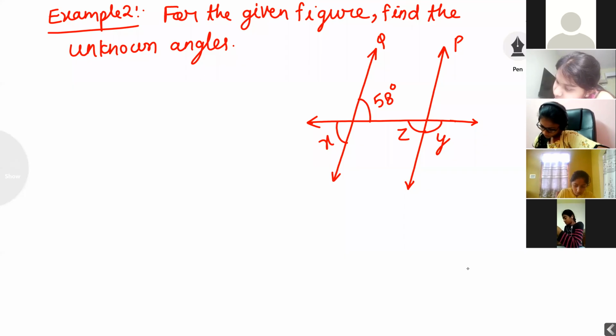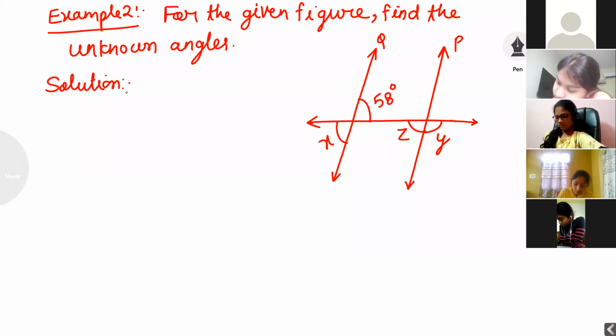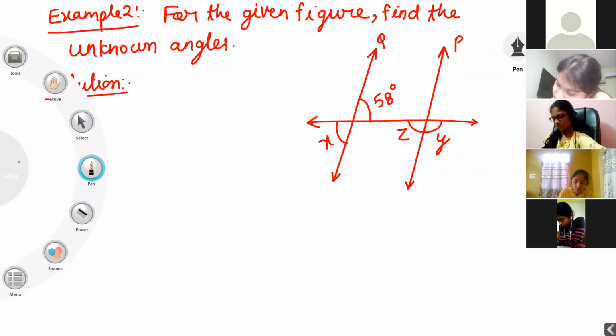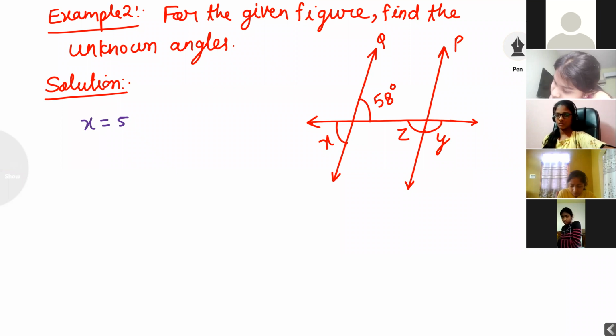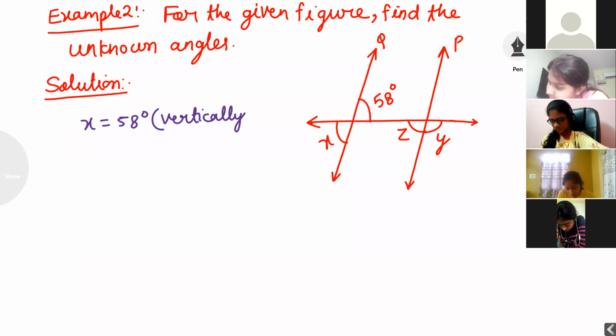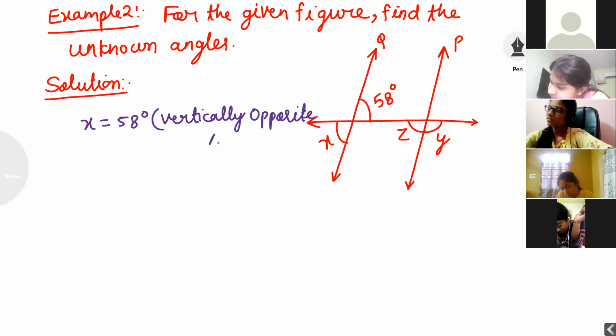Solution: x is equal to 58 degrees. X and 58 are opposite to each other, so x is equal to 58 degrees, vertically opposite angles. Now two ways are there.